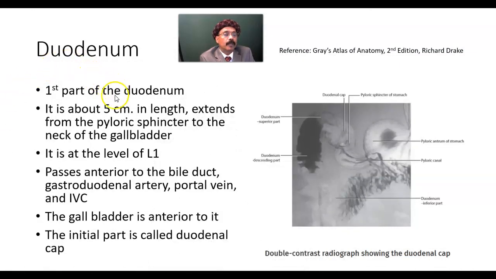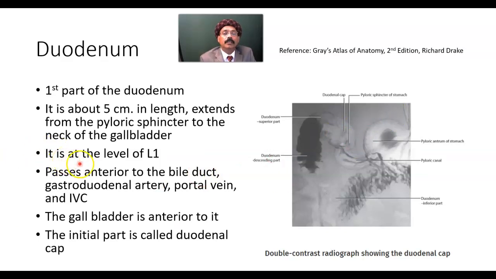First part of the duodenum is about 5 centimeter in length, extends from the pyloric sphincter. This is the pyloric sphincter in a contrast radiograph. So this part is the duodenal cap. This is the duodenal cap. This is the pyloric sphincter.